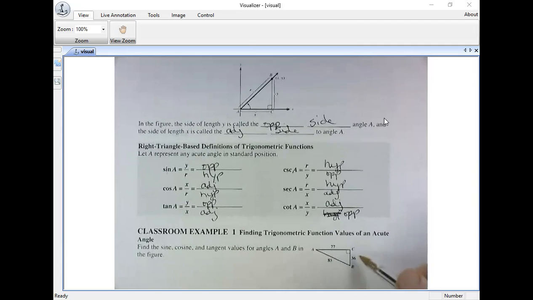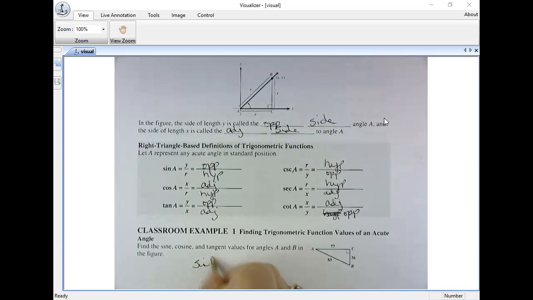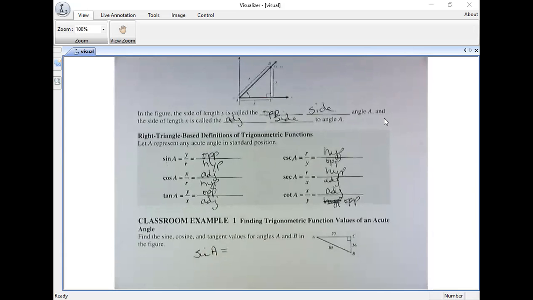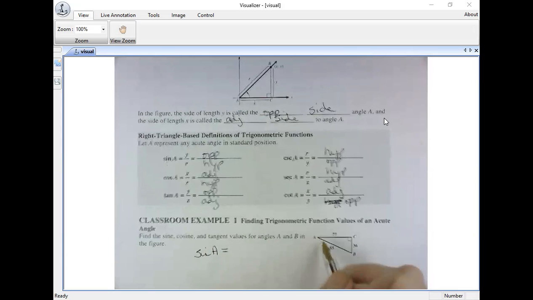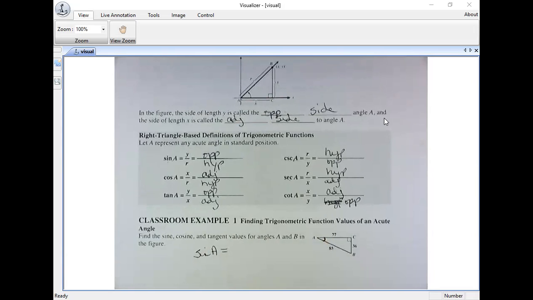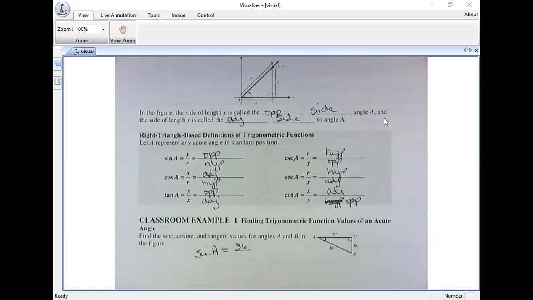Look at this down here. We have all three side lengths shown in this right triangle. And so all we're asked to do is to provide the sine, the cosine, and the tangent for angle A and for angle B. So let's first look at angle A. If I asked you what would be the ratio for sine of angle A, so I'm going to put one little mark here to remind us that this is the sine. Which side is opposite? 36. Over, what's our hypotenuse? 85. Does that make sense? Okay.